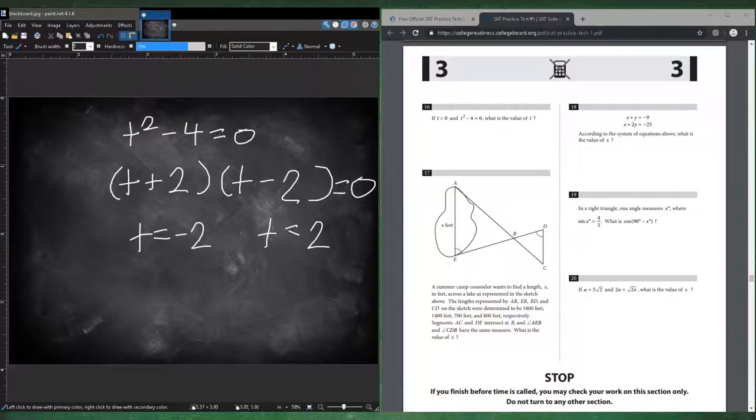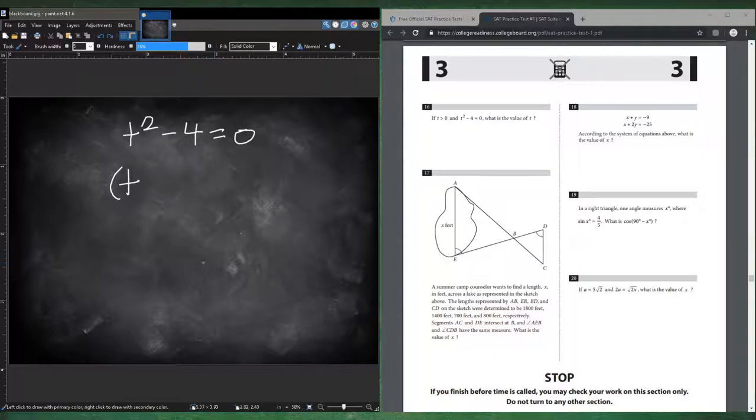So these are the two possible answers. But it said in question 16 that t is greater than 0, so it has to be positive. So the answer is only 2. So 16 is 2. Pretty basic question. It's just a basic quadratic.